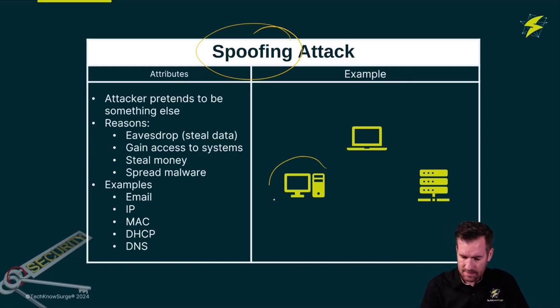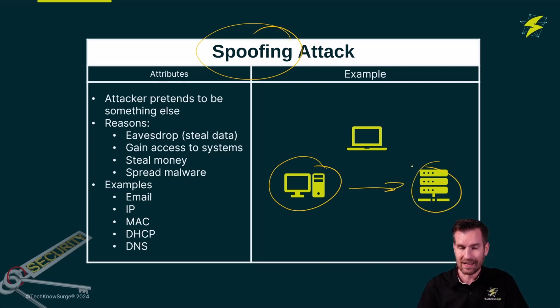So an example of this is maybe this machine is talking to this server right here, and then this machine steps in, and there's ways that this machine can pretend to be this one right here, or spoof this machine right there.